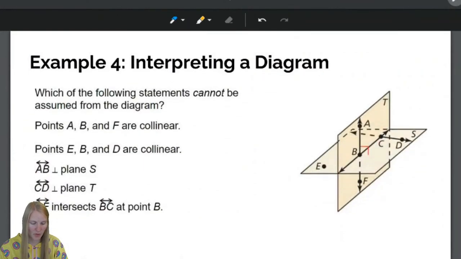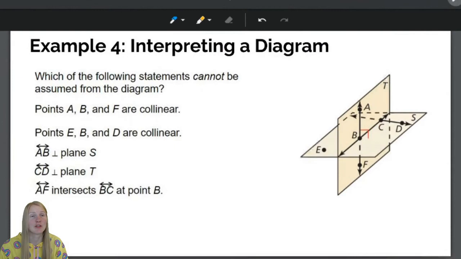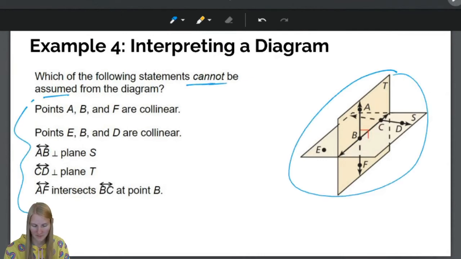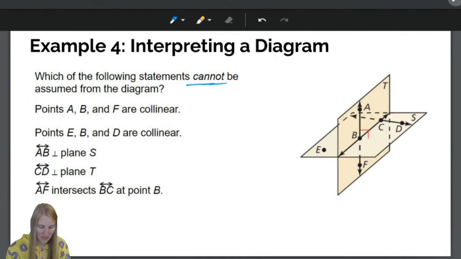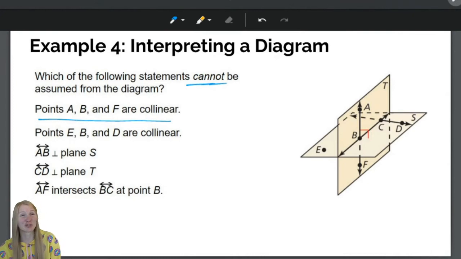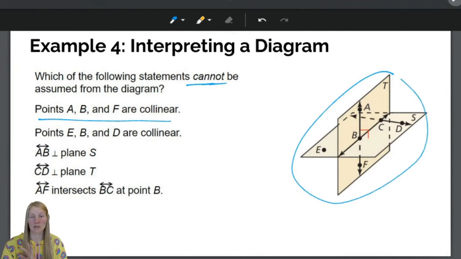Now, example 4, interpreting a diagram. This is basically what we did in the entry task. Can you conclude, or excuse me, can you assume these things from this diagram? It's going to give us a statement, and we have to decide, can I assume it or can I not assume it? And unless the diagram tells us, we can't assume it.